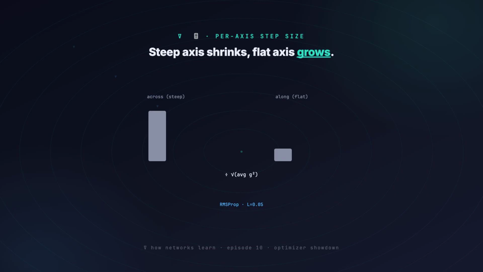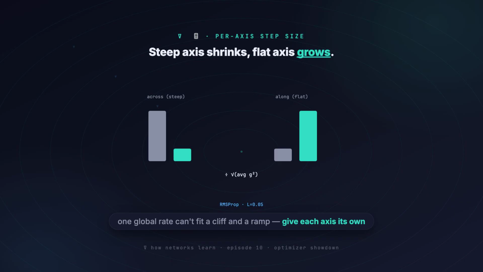RMSProp keeps a running average of each direction's squared gradient and divides by its square root. Steep, noisy directions get a small effective step. Flat, quiet directions get a big one. It auto-shrinks the cliff axis and stretches the ramp axis. Result: 0.05, even closer than momentum.